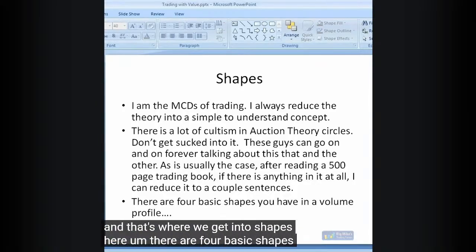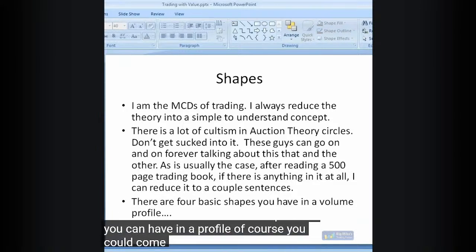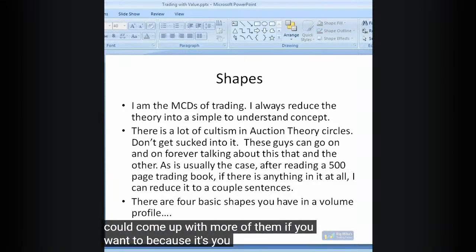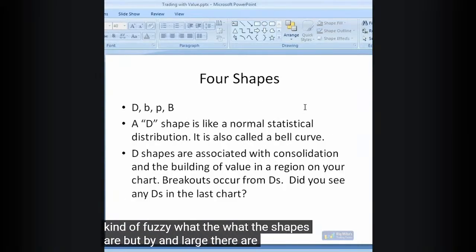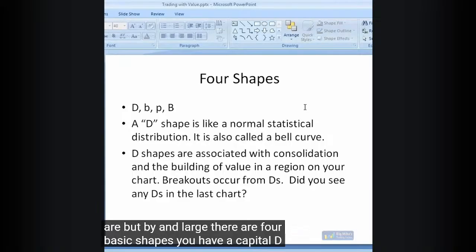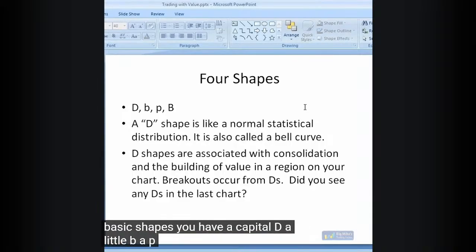There are 4 basic shapes that you can have in a profile. Of course, you could come up with more of them if you want to, because it's kind of continuous functions. Some days it's kind of fuzzy what the shapes are, but by and large there are 4 basic shapes. You have a capital D, a little b, a p, and a big B.